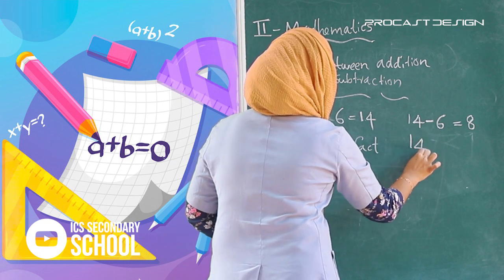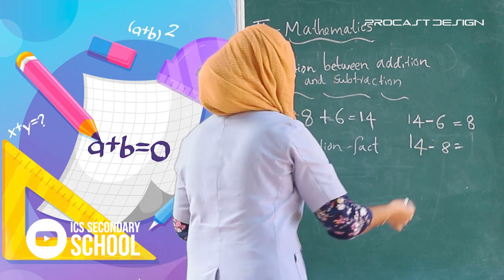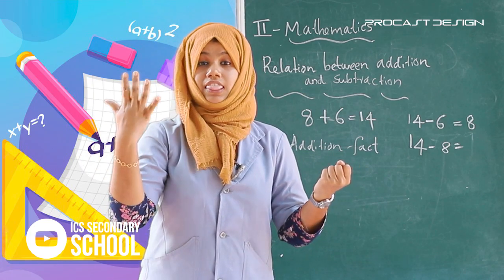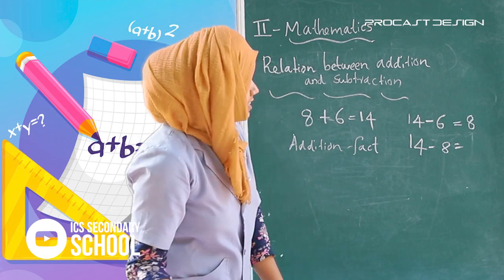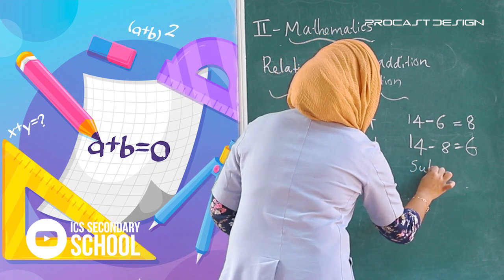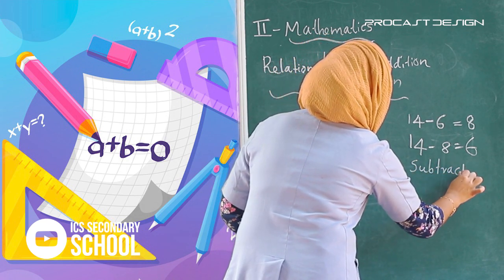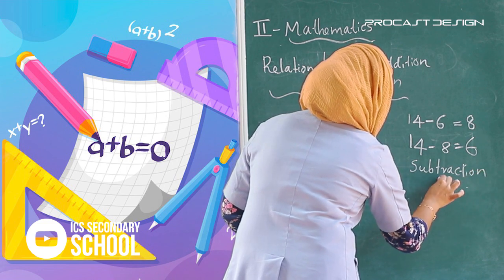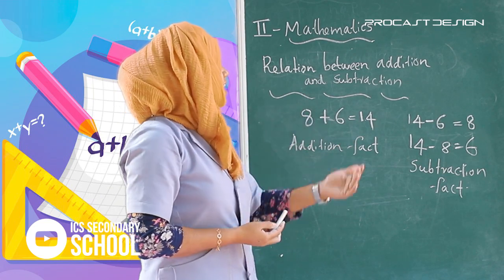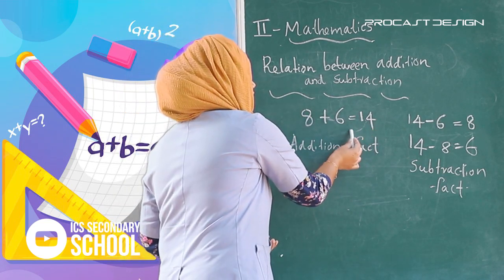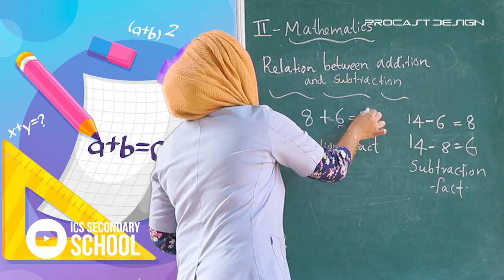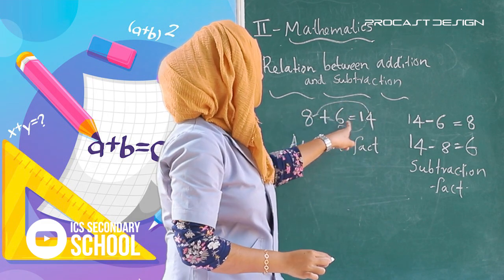Next is 14 minus 8. After 8 we can count 9, 10, 11, 12, 13 and 14. We get, yes, 6. So, this is the subtraction fact. Here we can find a relationship like that. 8 plus 6 is 14. So, 14 minus 6 we get 8. The same way 14 minus 8 we get 6.